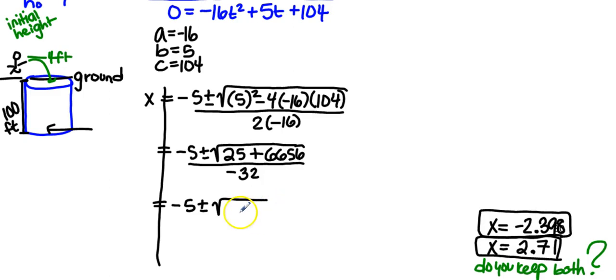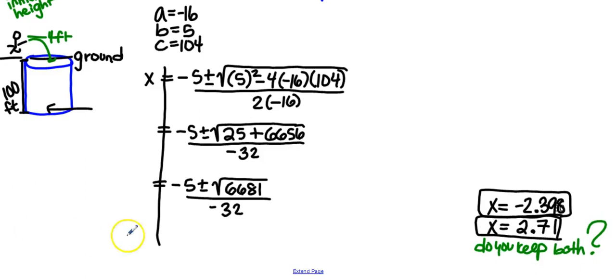I can use my calculator to do 25 plus 6,656. What do you get? Plugging that into my calculator, I get 6,681, all divided by negative 32. And now I can actually take the square root. So let's take the square root of 6,681, and we get negative 5 plus or minus 81.74, all divided by negative 32.